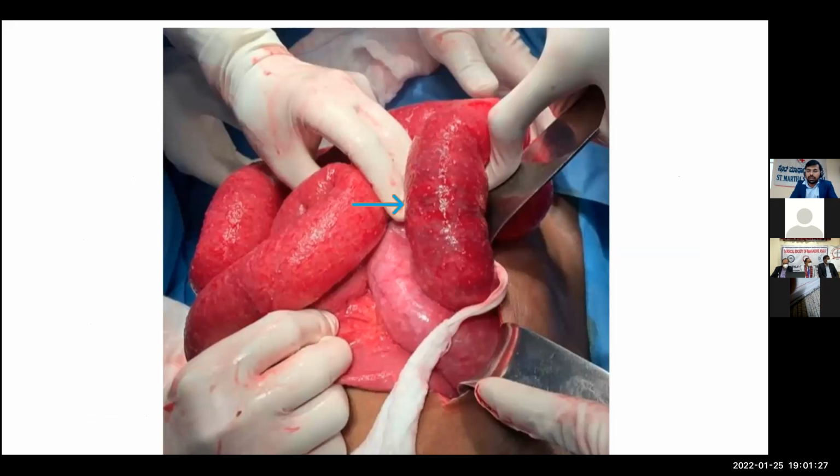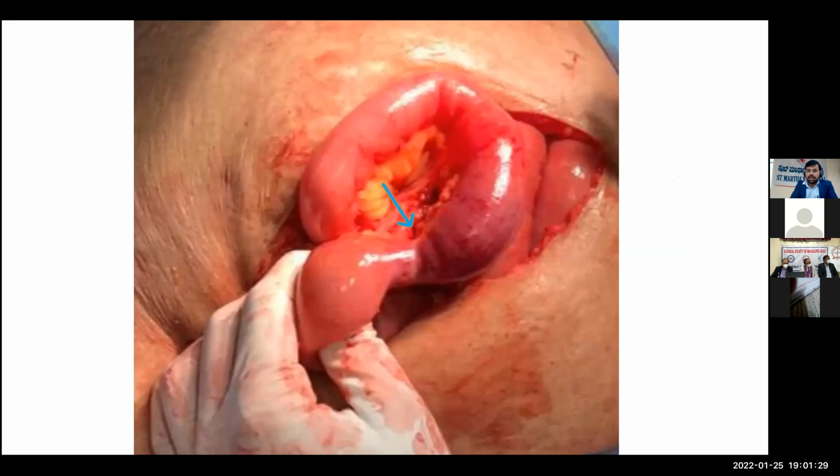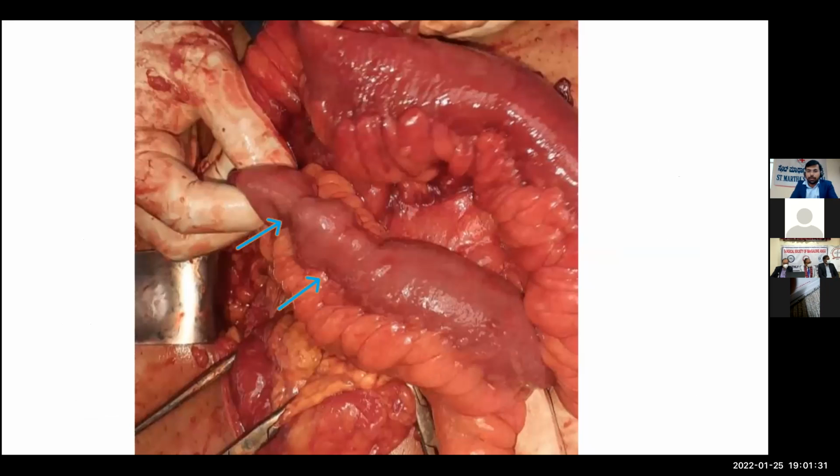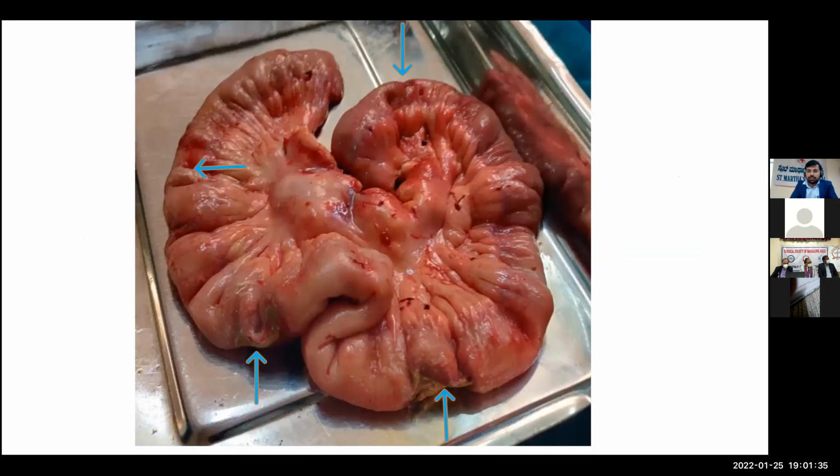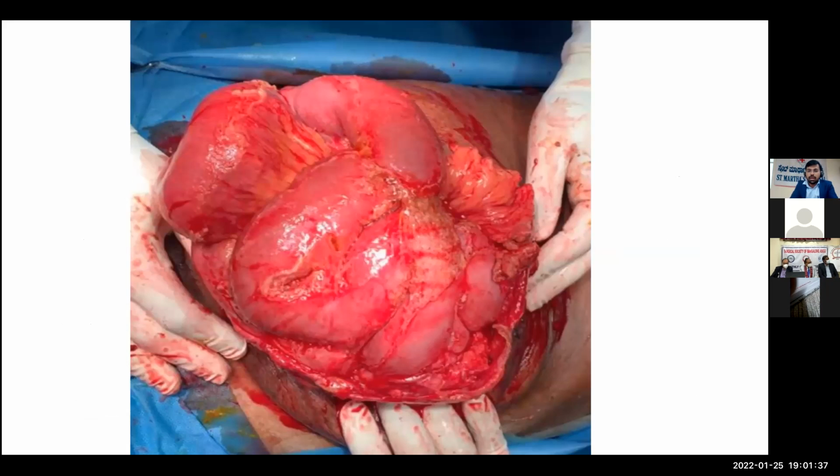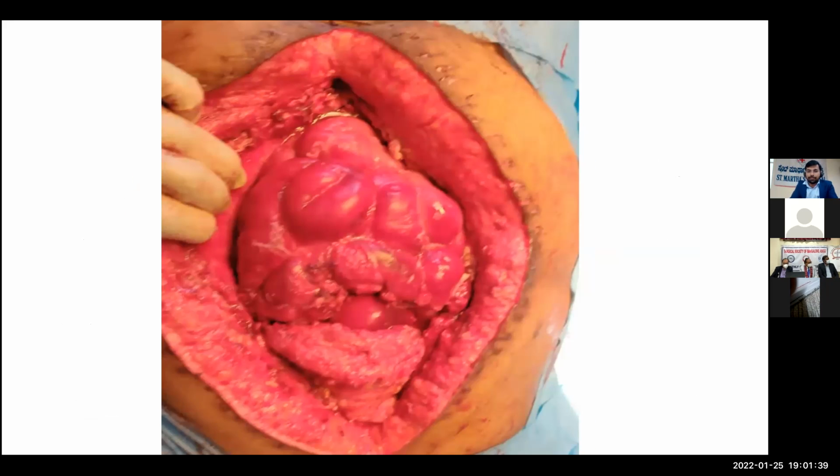These are some of the intraoperative findings. The first image shows the tubercles. These are strictures, and this image shows multiple strictures. And this is the image of the intestine with multiple perforations. These are 2 images showing cocoon abdomen.